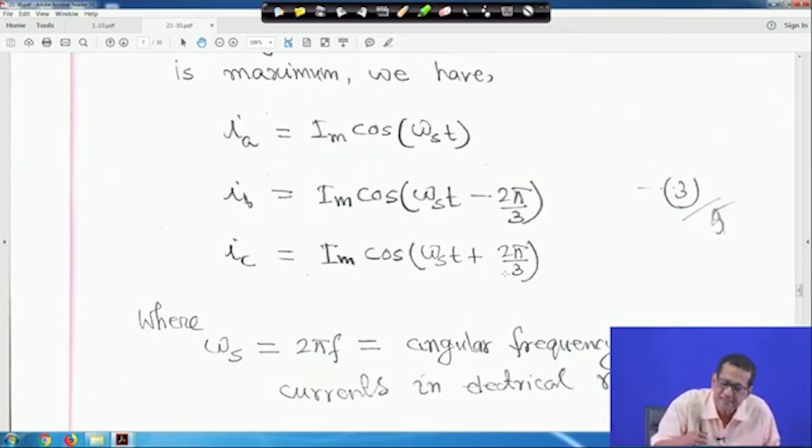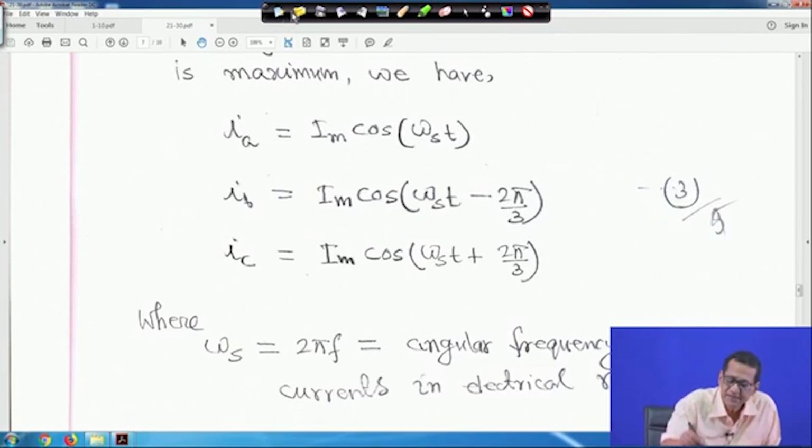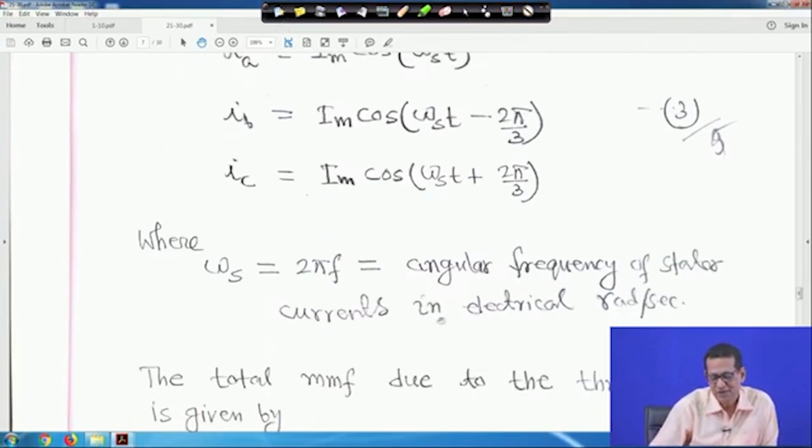Only thing is that this equation number will be equation 5, not 3, right? So let me clear it. Omega s, that is 2 pi f, is your angular frequency of stator currents in electrical radian per second.